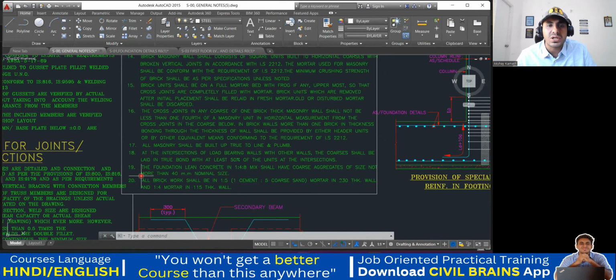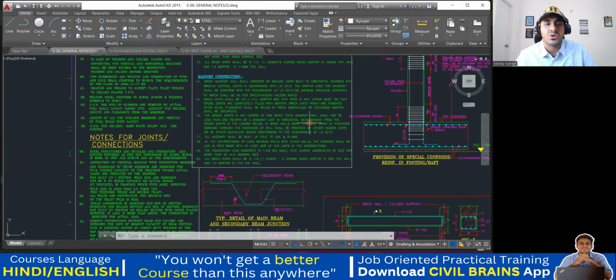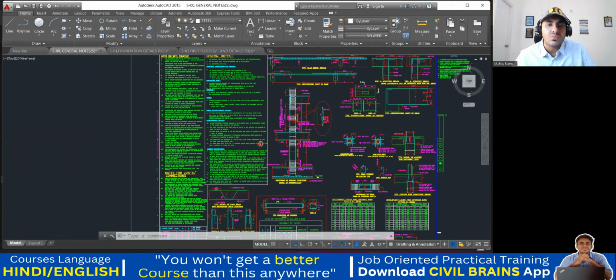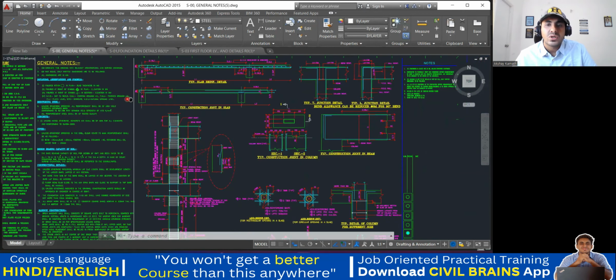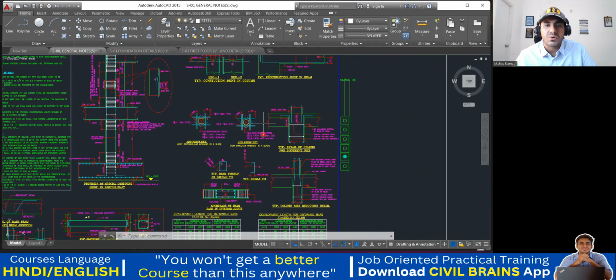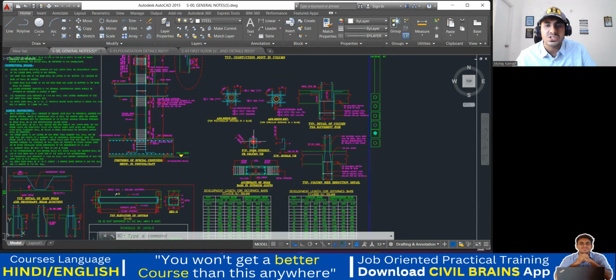These 2 points are repetition of the previous point, and these 3 points are more about the way you are supposed to do the brickwork. So it's not much needed from a structural point of view. Got it? So I think I have covered everything mentioned in the general notes. Now we'll start with this particular thing. One by one, let me start. First, I'll start with this.